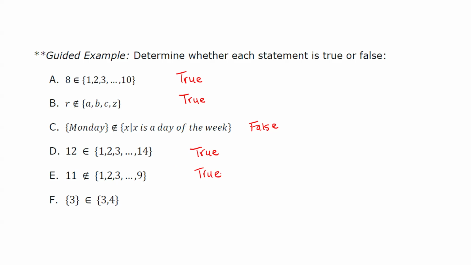And then the set 3 is an element of the set 3, 4. Okay. So this is an example where it's asking if a set is within a set. And in this case, the set 3 is not an element of the set 3, 4. So this would be false. In order to make this true, this set would have to contain 3 as a set within a set. Okay.